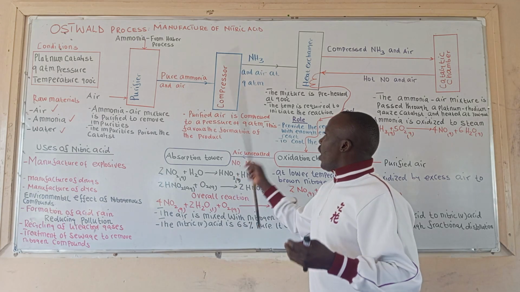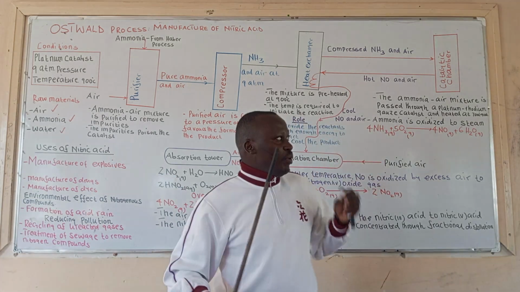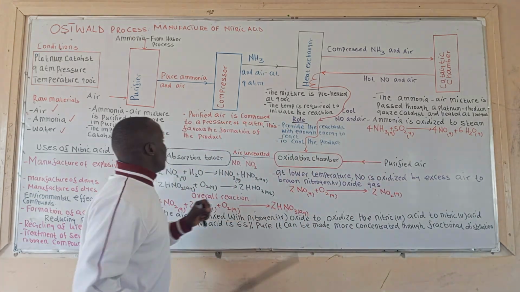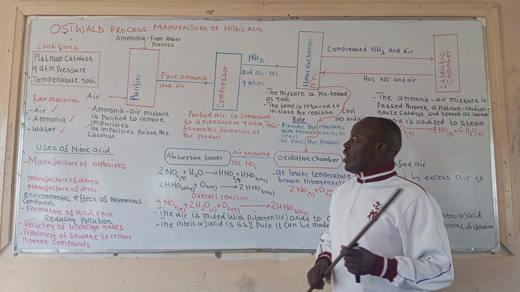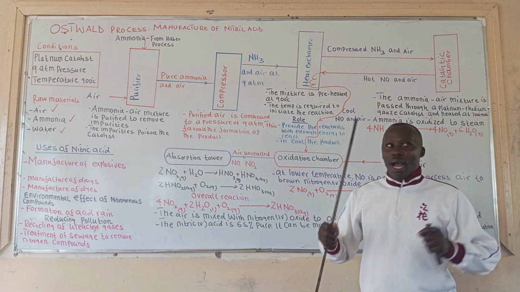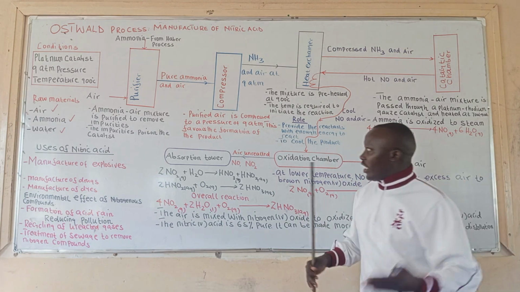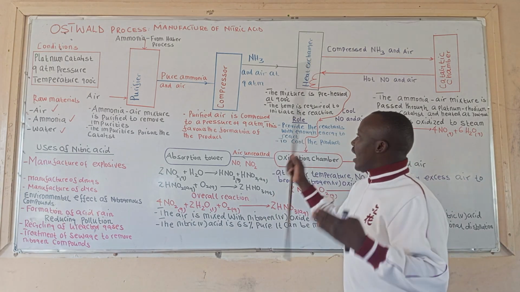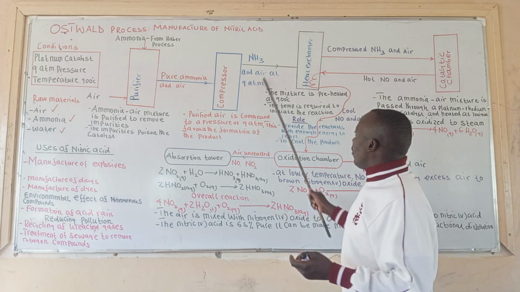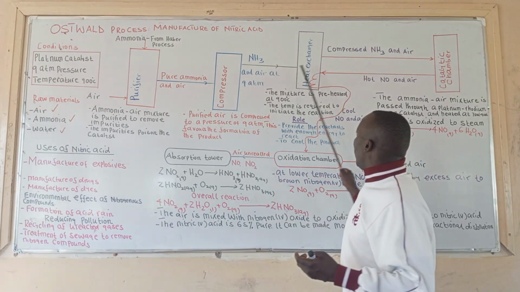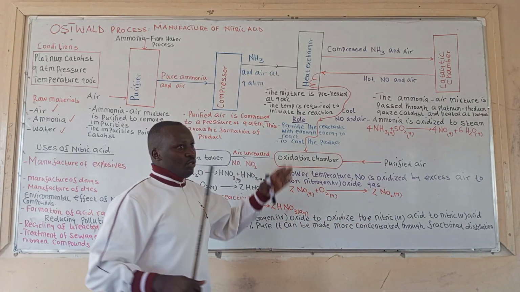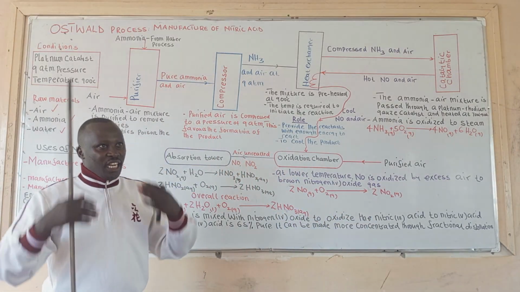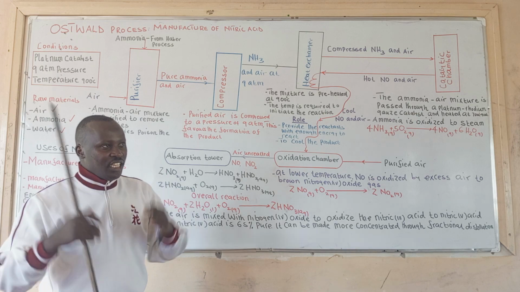Then we have pure air and ammonia. The pure air and ammonia are now passed into the compression chamber. In the compression chamber, the air-ammonia mixture is compressed at 9 atmospheres. After being compressed at 9 atmospheres, the ammonia-air mixture is passed through the heat exchanger to the catalytic chamber.